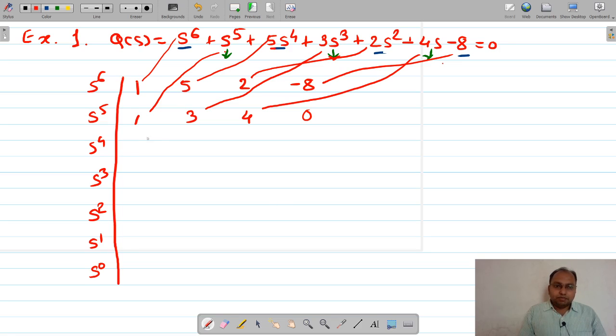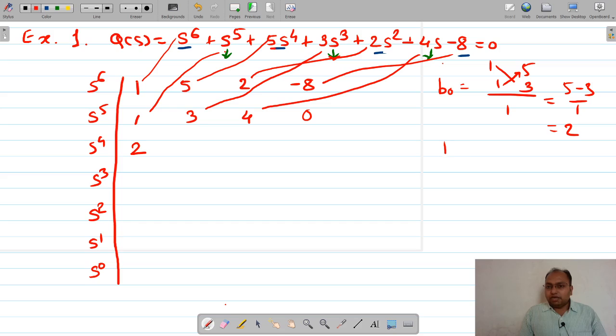Now let us find out these values. Let us find out b naught. How to find out b naught? It is 1 into 5 minus 1 into 3, divided by 1. Okay, how much is it? 5 minus 3 divided by 1 is coming as 2. Am I right? So let me write it as 2.